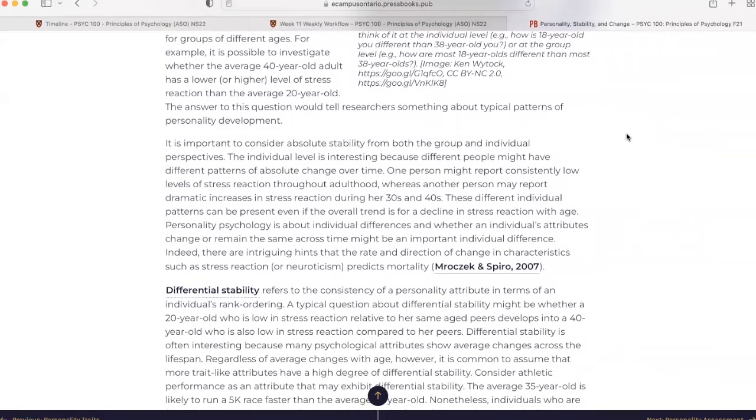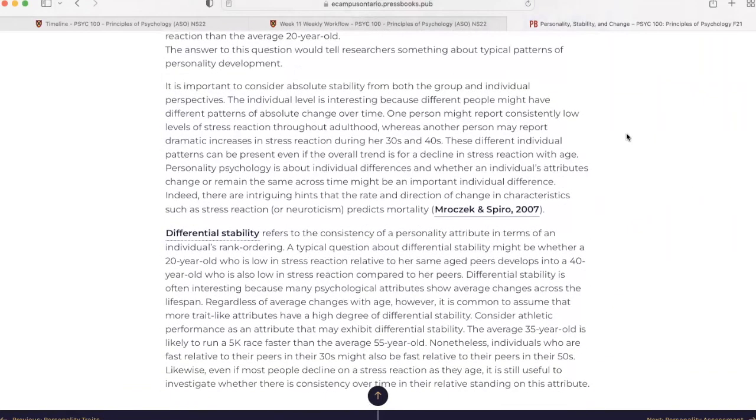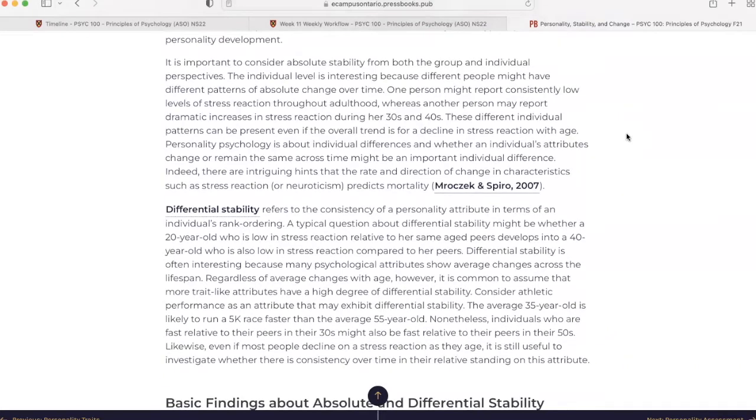It is important to consider absolute stability from both the group and individual perspectives. The individual level is interesting because different people might have different patterns of absolute change over time. One person might report consistently low levels of stress reaction throughout adulthood, whereas another person may report dramatic increases in stress reaction during her 30s and 40s.